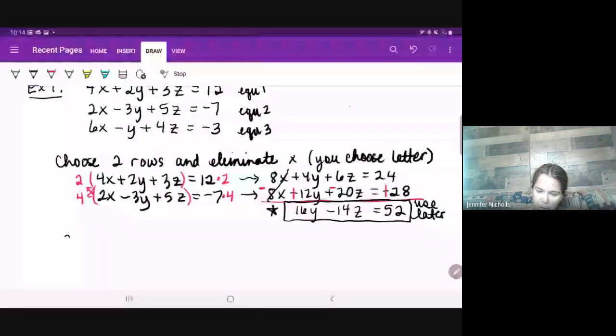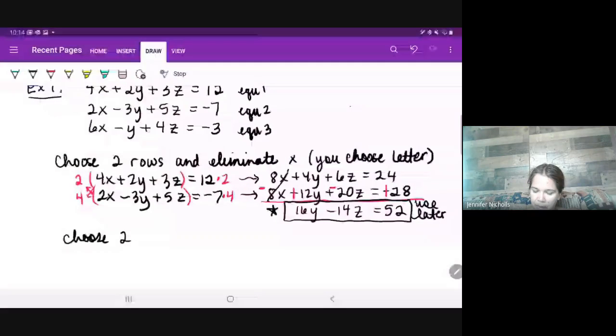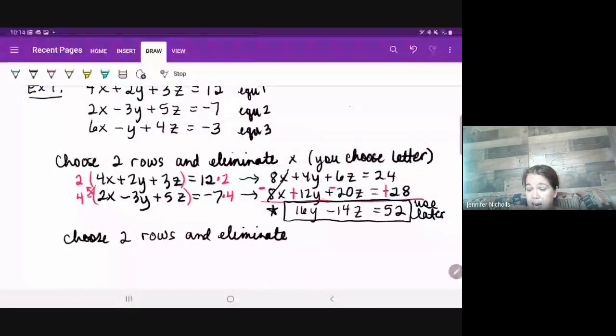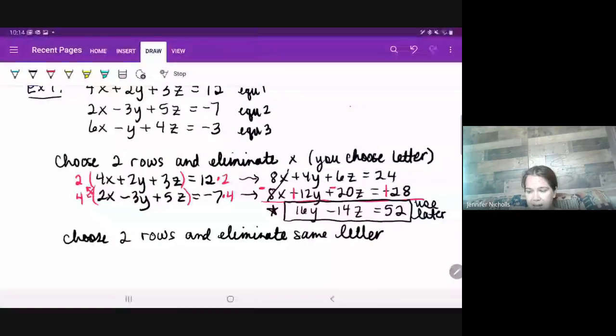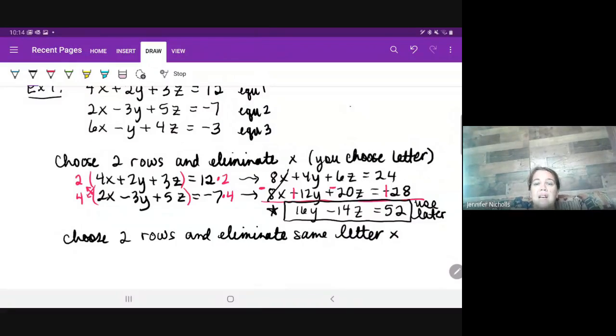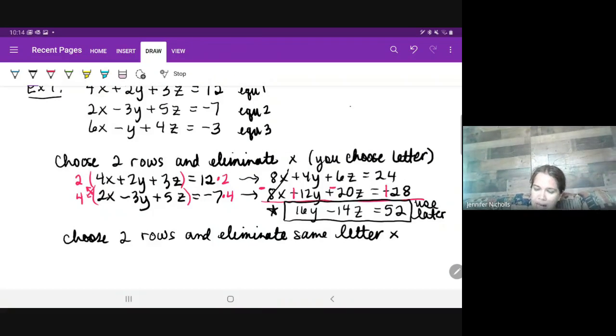Okay, you're going to choose 2 rows and eliminate the same letter. In this case, x. But if you chose to eliminate y, you would then eliminate y in the second one. Now, you can't choose 2 other rows.